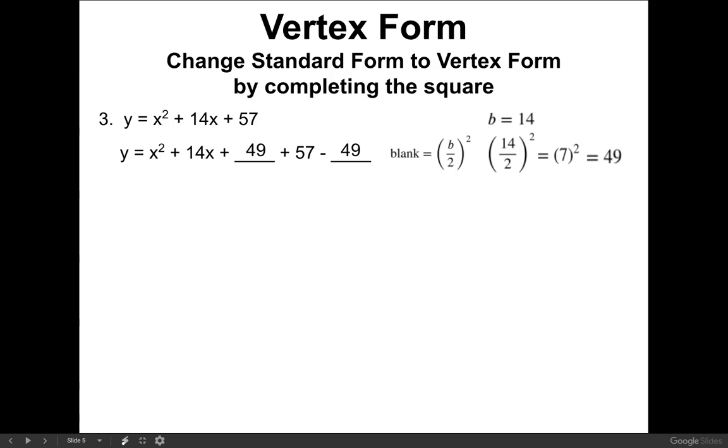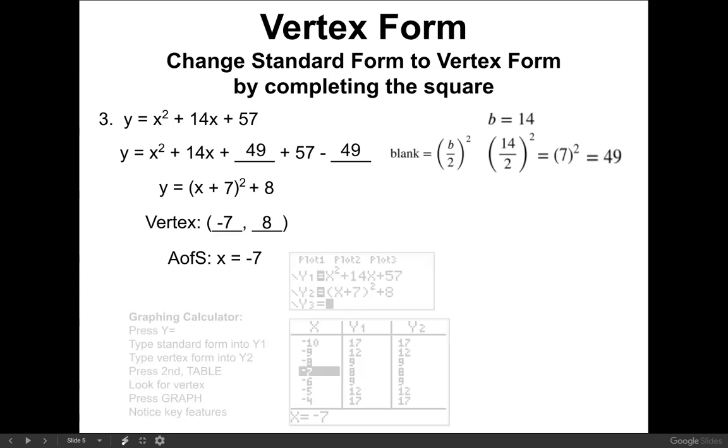The first three terms are factorable, so we'll just write x and then whatever the half of the b was, so x plus 7 for this one. The last two terms, you combine them, 57 minus 49. So this is now in vertex form. We can name our vertex. So our h, we want to write down the opposite. K, we want to write down the exact. This will give us an axis of symmetry, also of negative 7.